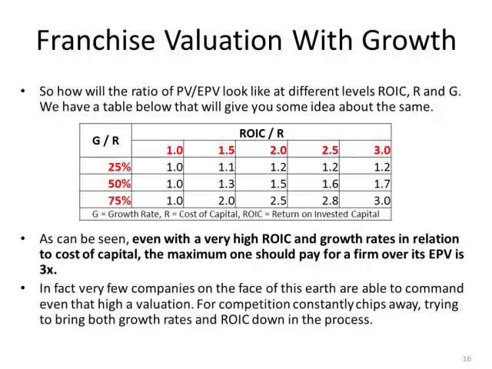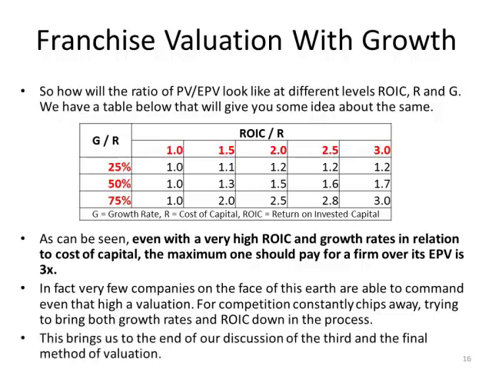So in order to have ROIC over R be very high and growth to cost of capital also very high, it would have to be sustaining a very large advantage over a long time. And because of competition and companies entering the market, this ultimately brings down growth rates and brings down return on invested capital. Right? So even this 3 times EPV is a very high number generally, and we would never really go above that. Most of the time we'll be below that. So this now brings us to the end of discussion on the third and final method of valuation.